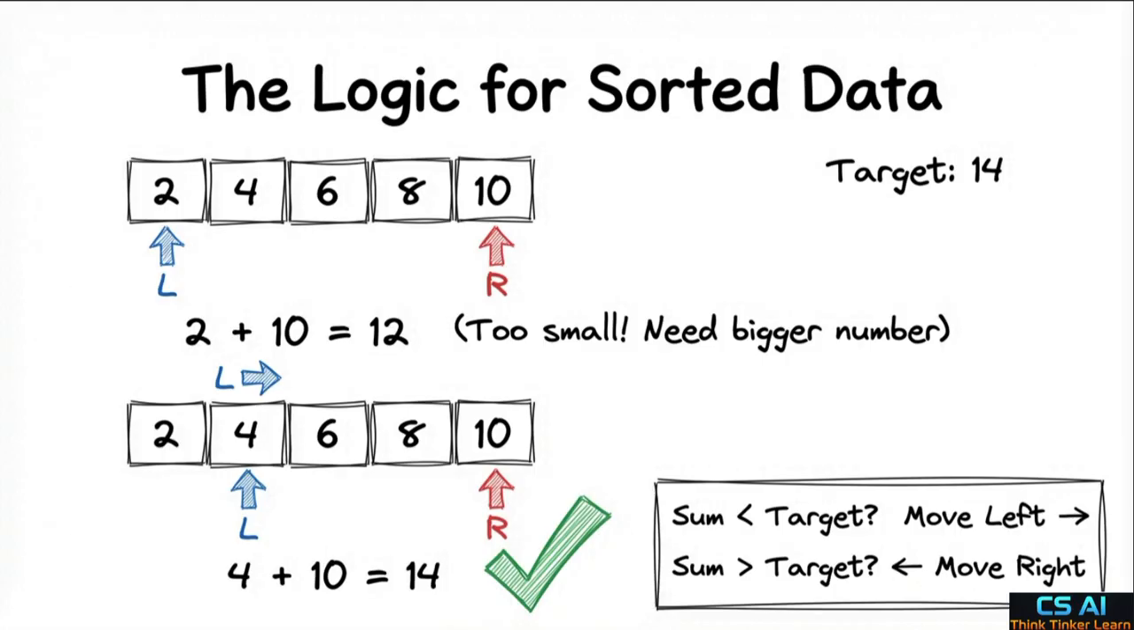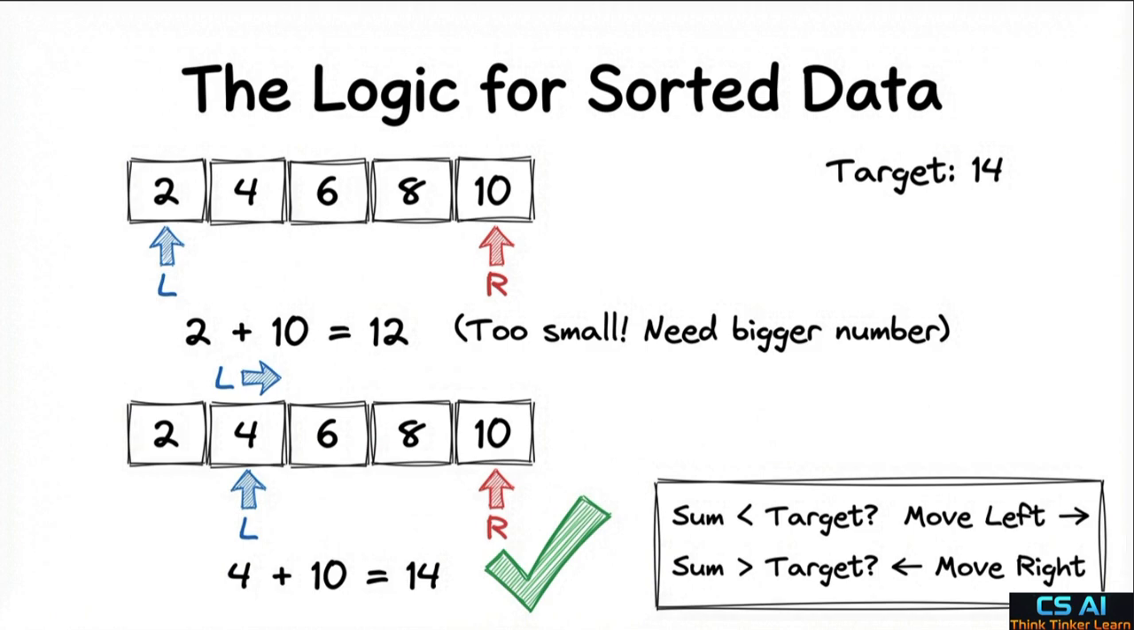The logic of sorted data. The converging two-pointer technique becomes a superpower when you are working with sorted data. The sorted property allows you to make intelligent, greedy decisions. Let's take the famous two-sum problem on a sorted array. Our target is 14. We start with our left pointer at 2 and our right pointer at 10. We calculate the sum. 2 plus 10 equals 12.